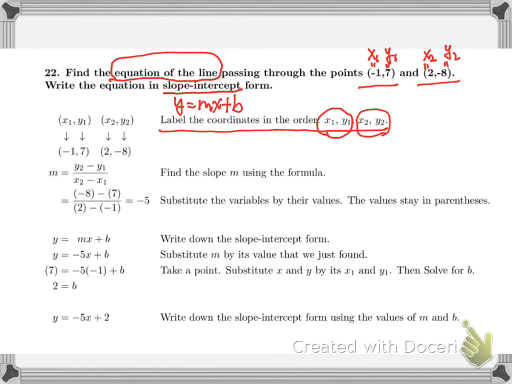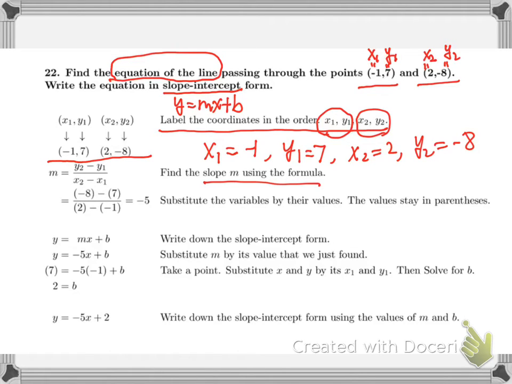It's the same thing. Then we have x1 is negative 1, y1 is 7, x2 is 2, y2 is negative 8. My suggestion is you should write down these 4 numbers before you use the slope formula. So what's the slope formula? Slope is y2 minus y1 divided by x2 minus x1. That's the slope formula.